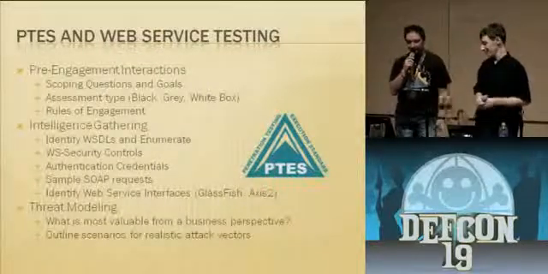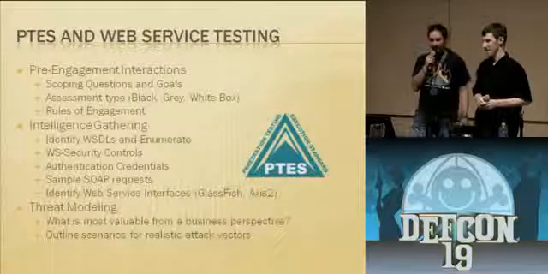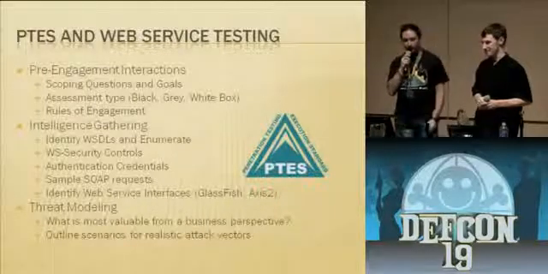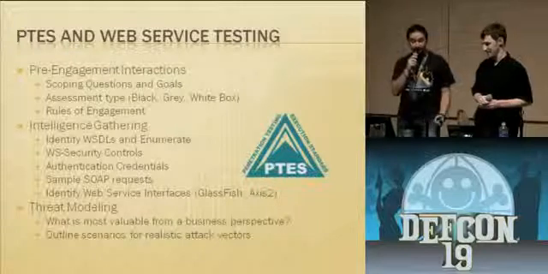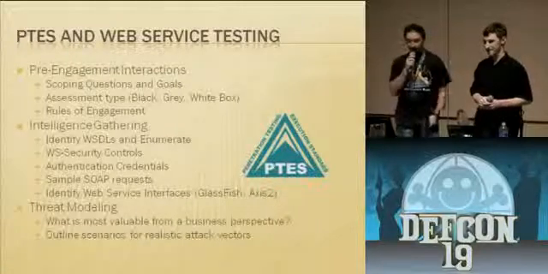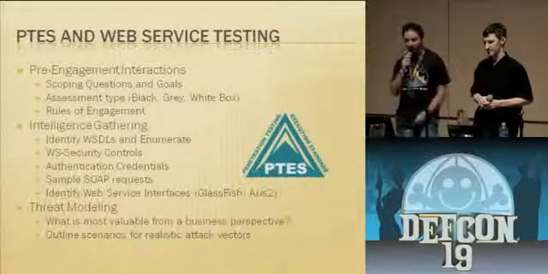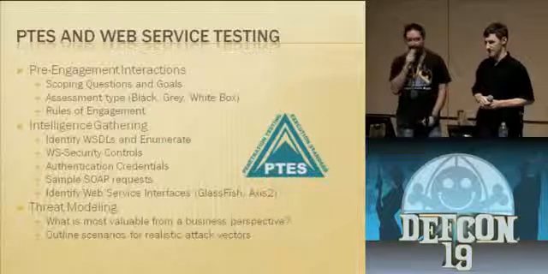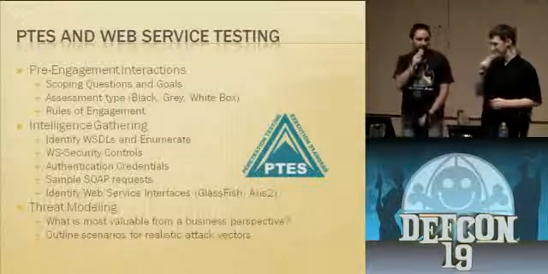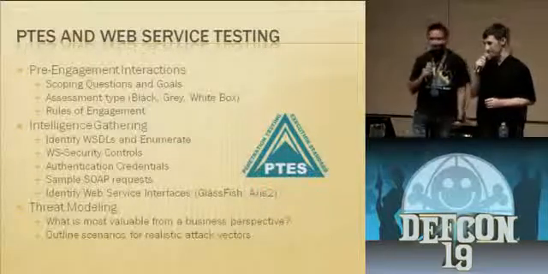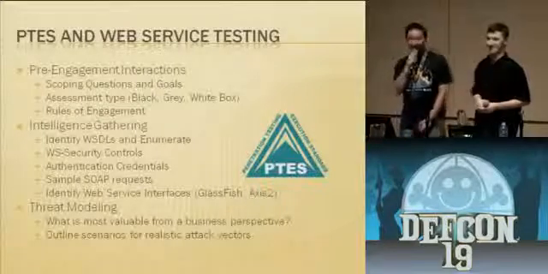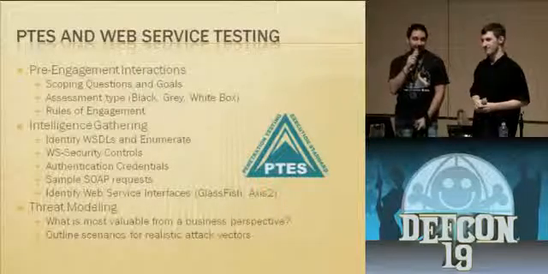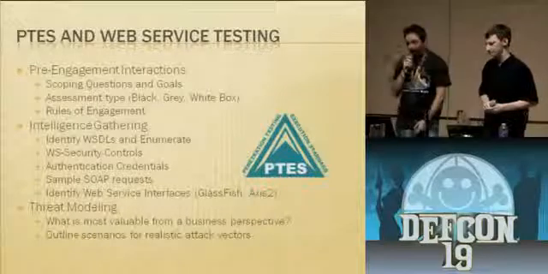Intelligence gathering: this is where you're going to define and enumerate your WSDLs, look at WS-Security controls that may or may not be in place, authentication credentials, sample SOAP requests, and identify those awesome web service interfaces, which Jabber is going to be talking about in a second. There will be exploits. And that's something that gets overlooked a lot by pen testers and the clients, of course.